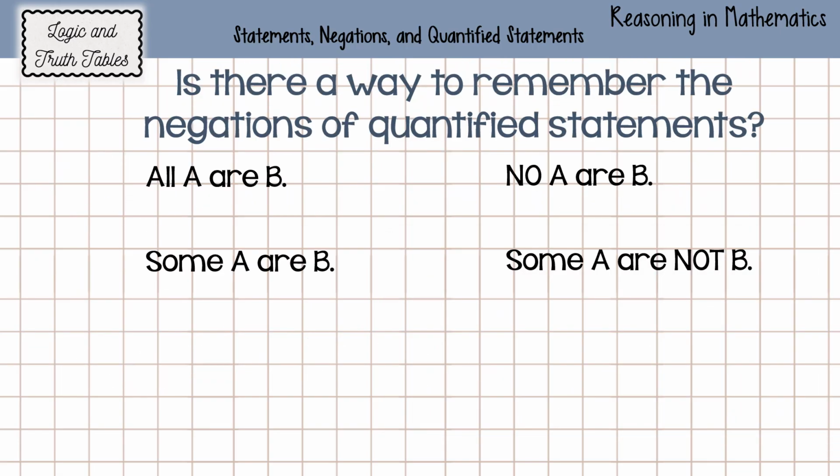Is there a way to remember the negations of quantified statements? Here's an example. All A are B. The negation of that is some A are not B. Some A are B. The negation of that is no A are B.